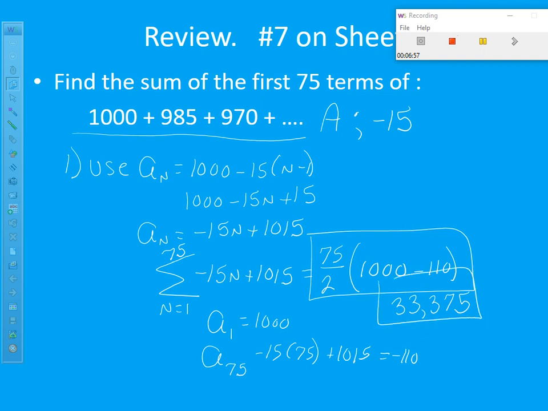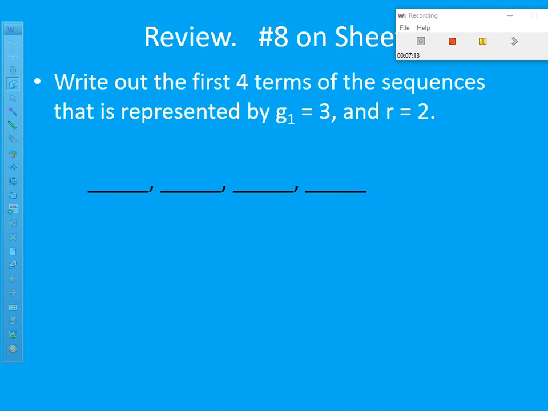If you do not know your formula, we've got to find that first, so we can find the 75th term. So that's number 7 on your sheet. You'll use these exact same steps on your number 6. The next one I'd like to do with you is your number 8.